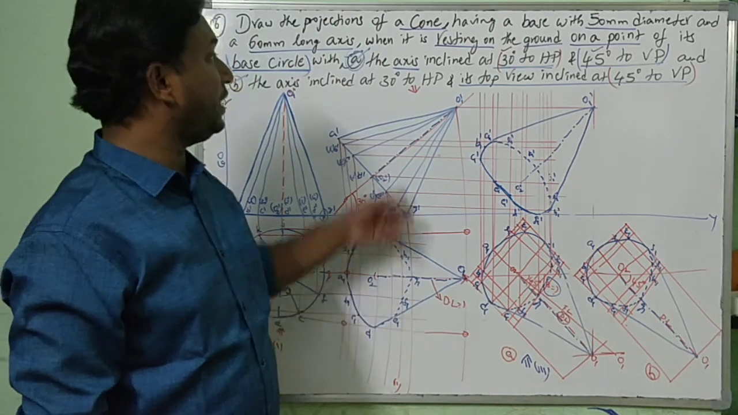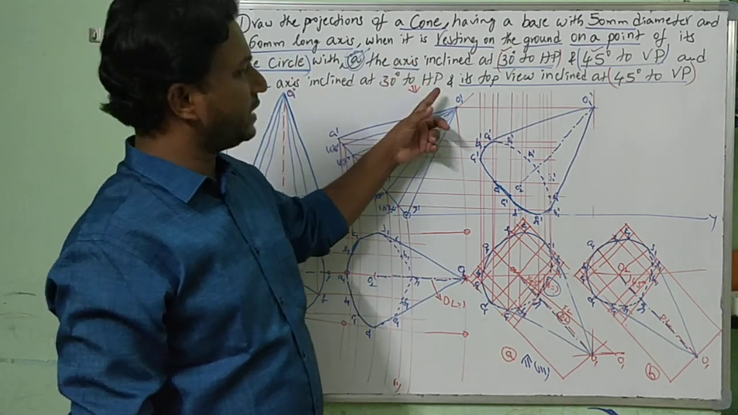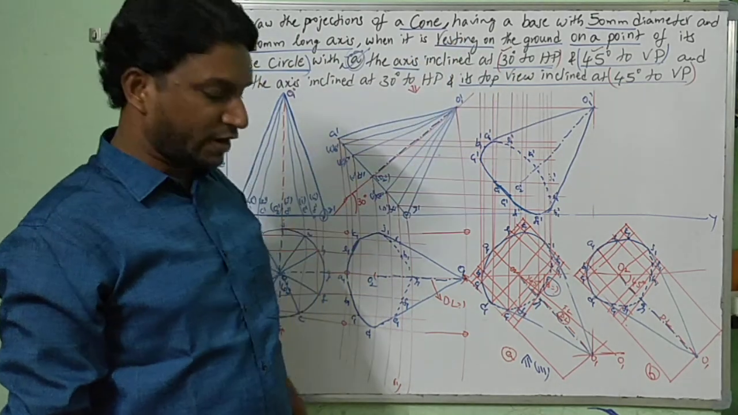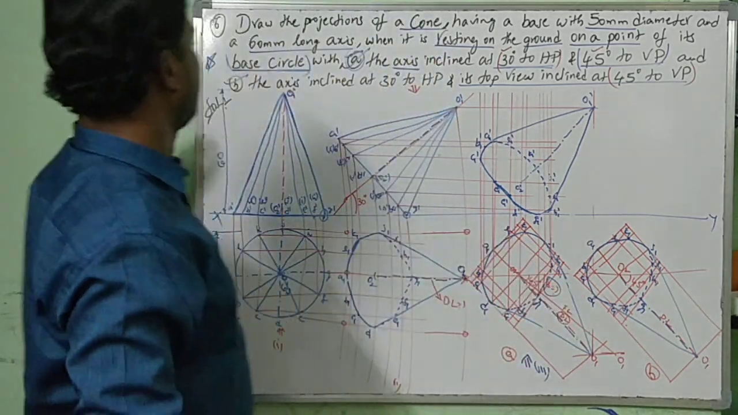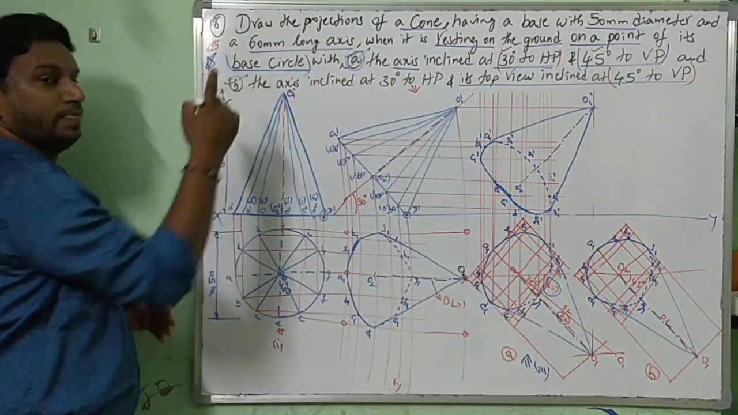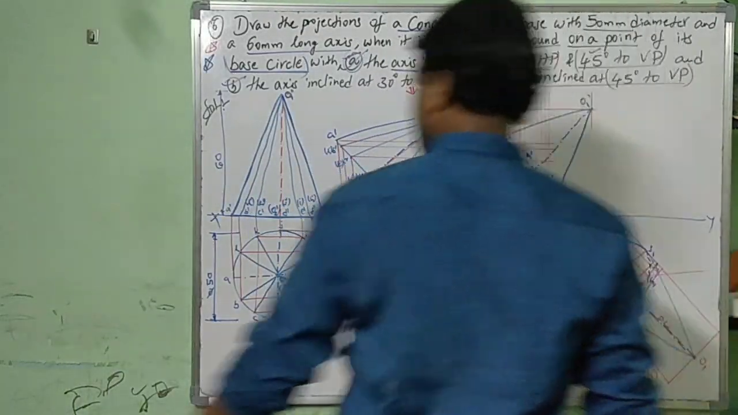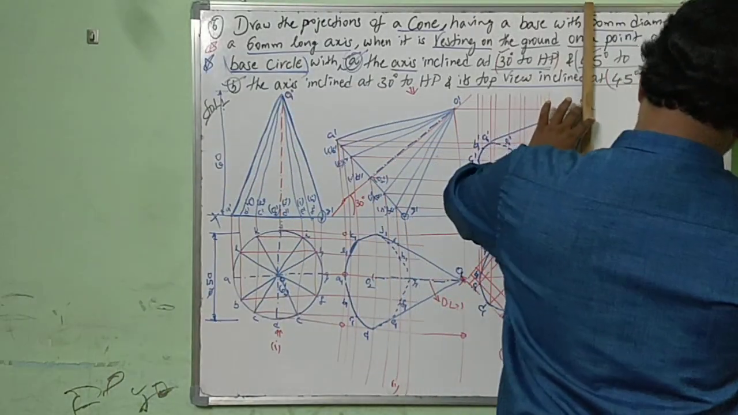He is not telling axis, right? Axis inclined at 30 degrees and its top view, this top view. Here the axis is inclined to both HP and VP, 30 degrees and 45 degrees. That is the only difference. From an exam point of view, it's very important. Keep it in mind. Now here projectors, vertical projectors. So I am drawing it fast.